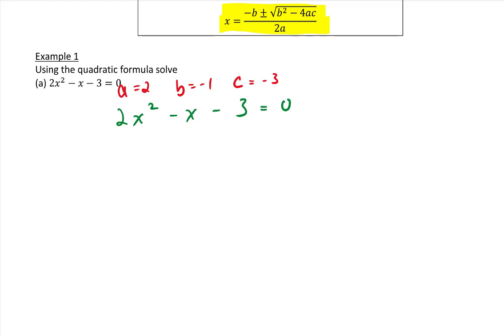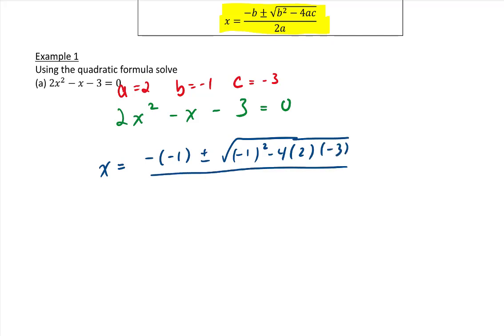So using the quadratic formula, we get x equals the negative of b plus or minus the square root of negative 1 squared minus 4 times 2 times negative 3, all divided by 2 times 2. So all I did was replace the corresponding letters by the values given in the quadratic equation.